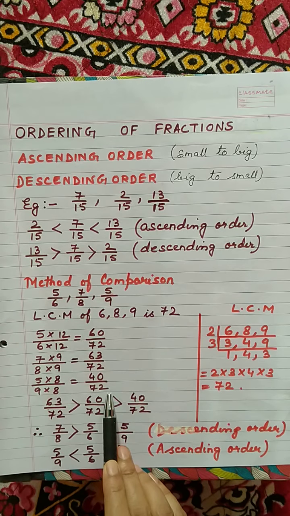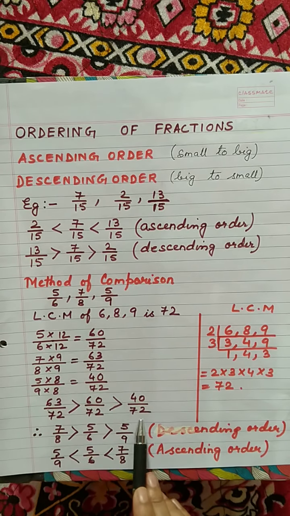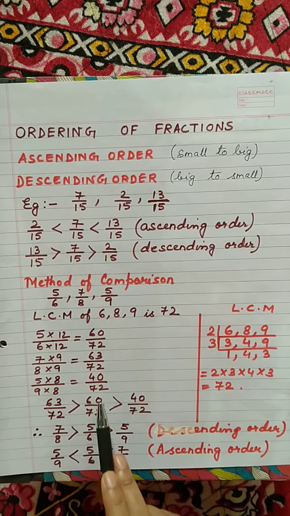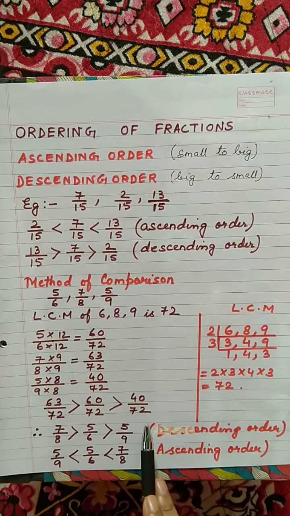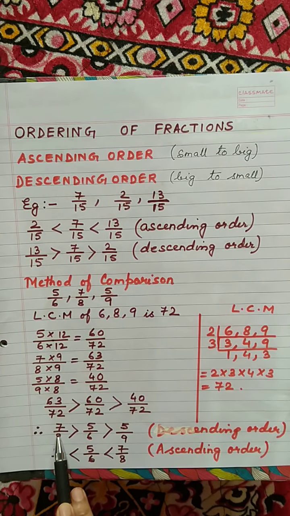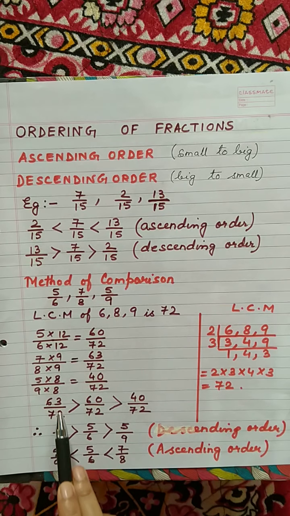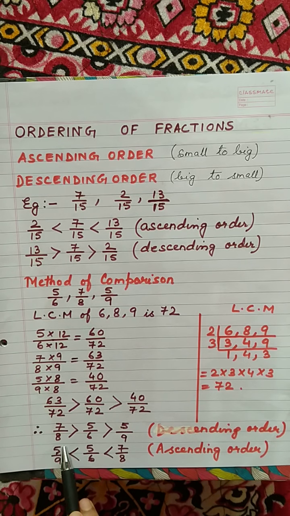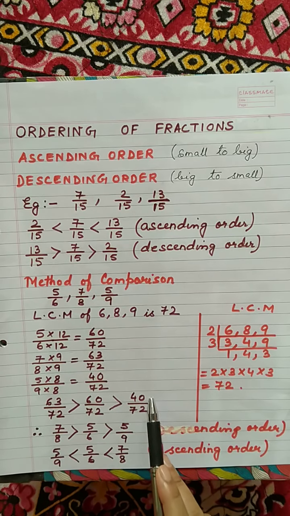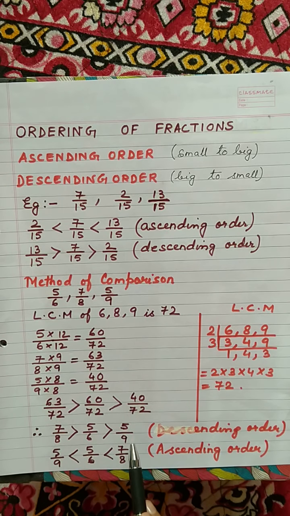Now we have a set of like fractions. It is easy for us to find out which is greater. 63 by 72, 60 by 72, 40 by 72. Now from these fractions we write the original fractions these have come from. So 63 by 72 comes from 7 by 8. 60 by 72 comes from 5 by 6. 40 by 72 comes from 5 by 9.